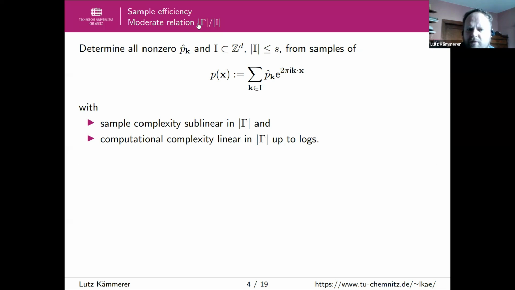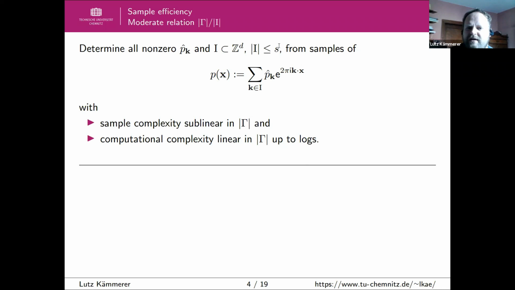And if this is a moderate overestimation, so let's say you have a factor of 100 or up to 1000 or something like that, the computational complexity can be linear in gamma. So if you have an overestimation of 1000, then you have 1 million candidates. Okay, you can do this, let's say. And you would like to have a computational complexity which is linear in gamma.